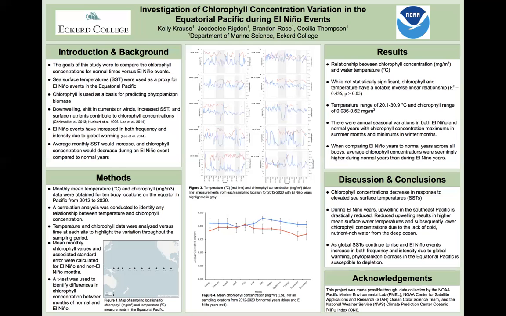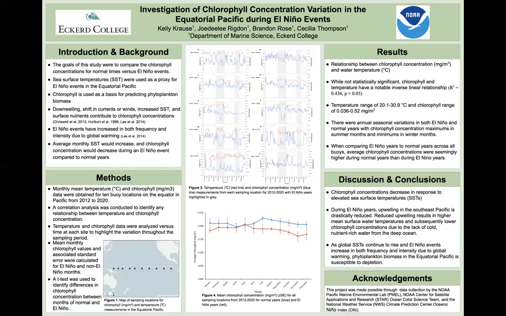And finally, to bring us on home, I will go over the discussion and conclusions. So first off, we found that chlorophyll concentrations decrease in response to elevated sea surface temperatures. So this is not anything too novel, as it has been evidenced in some prior research. That is actually part of the reason that we are monitoring El Nino events, because of that kind of base level productivity change.